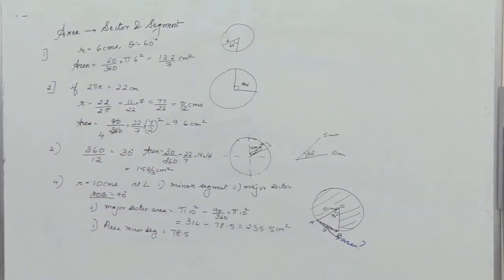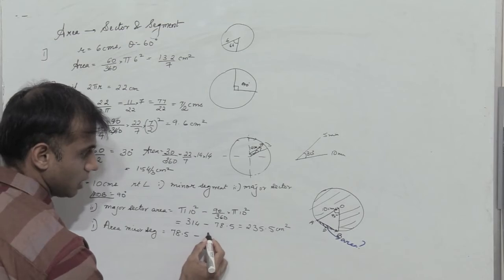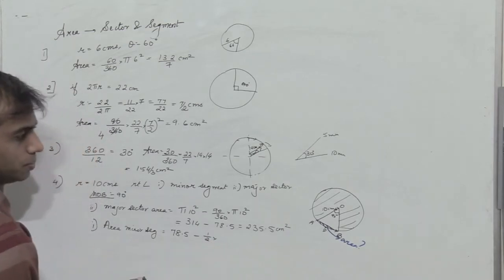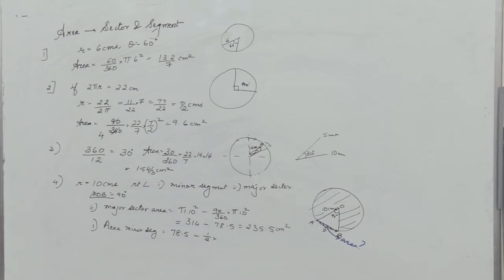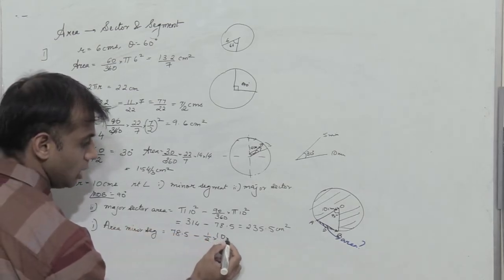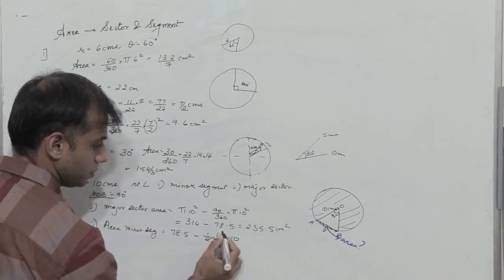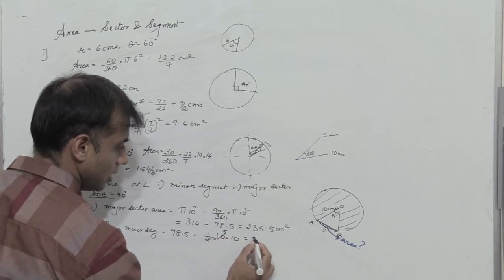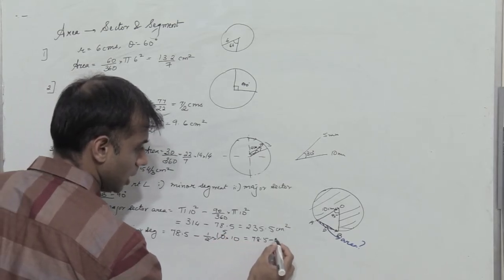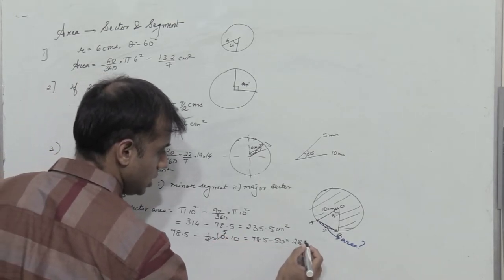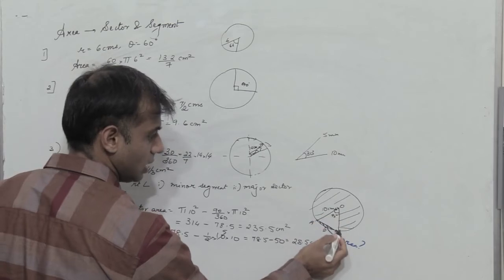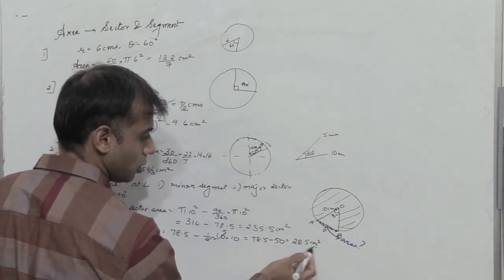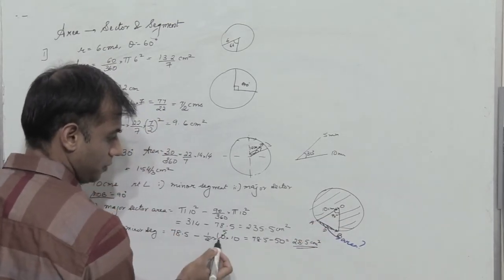So this is a right angle triangle. So we have half into the height and its base, which is 10 into 10. So we get 50. So we have 78.5 minus 50, which gives us 28.5 centimeters square. Right? So this is 10. One of them is the base and the other is the height. Therefore, it is half into 10 into 10.